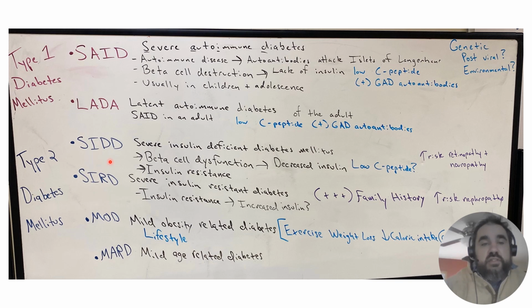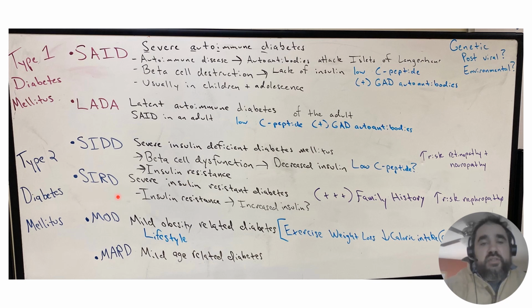So both have insulin resistance, but in SID the beta cells are dysfunctional, so drugs that would increase insulin release from the beta cells, or giving insulin, might be more beneficial. So there's decreased insulin levels, maybe a lower C-peptide. They're at high risk for retinopathy and neuropathy.